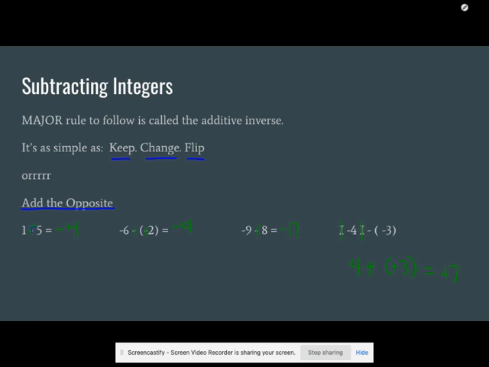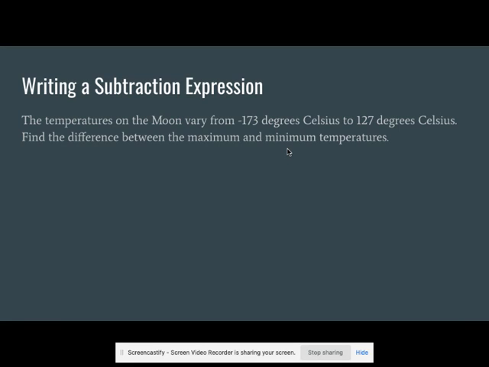All right, so taking a look now at a word problem. So the temperatures on the moon vary from negative 173 degrees Celsius to 127 degrees Celsius. Find the difference between the maximum and minimum. So this is important right here, maximum and minimum. So, well, what's the max temperature? Well, that's 127.